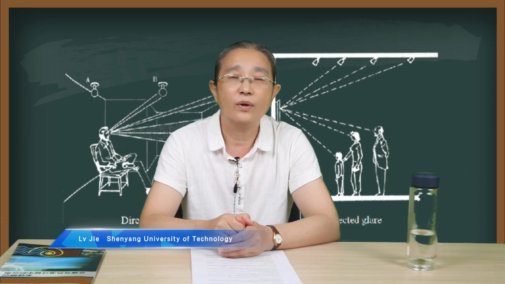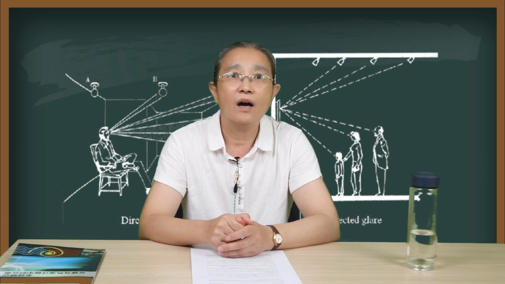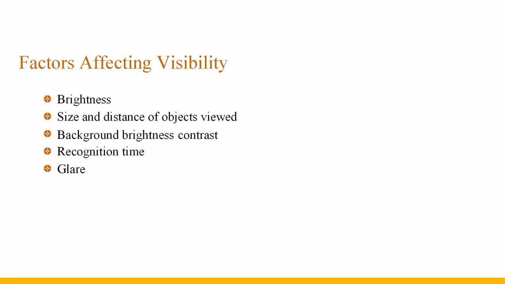Visibility is used to quantitatively express how clearly an object is seen by the human eye. The main factors that affect visibility are brightness, size and distance of viewing objects, background brightness contrast, recognition time and glare. As the brightness increases, the visibility increases. Excessive brightness can easily cause eye fatigue and should not exceed 16 sb.